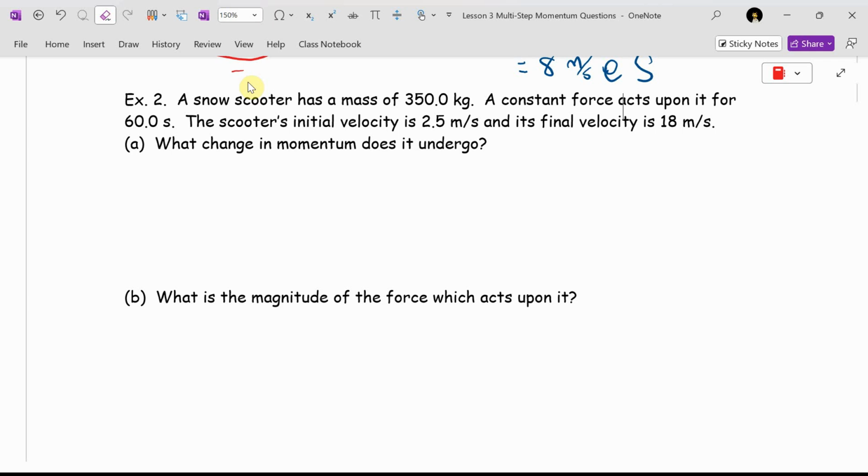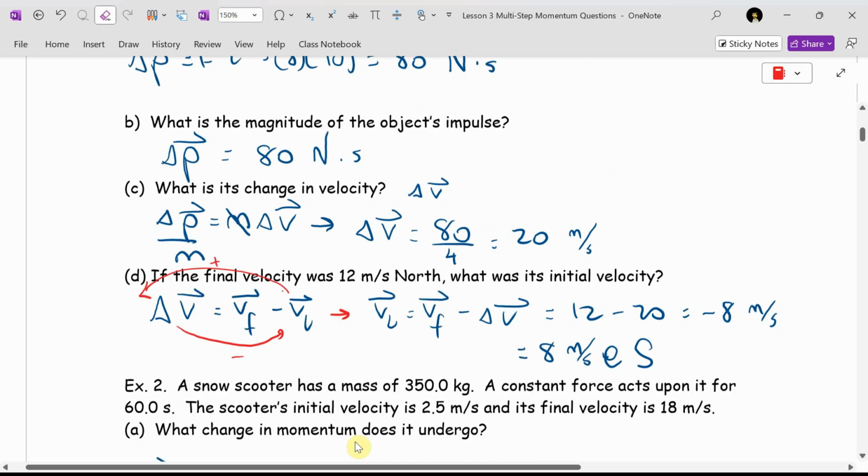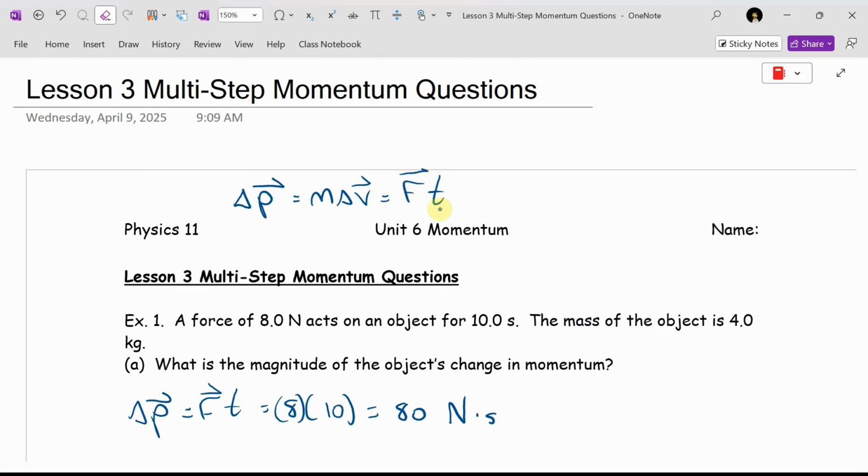Alexia, what's part A asking me to find? Well, I'm going to write delta P, and then I'm going to ask, okay, which version am I going to use? So I see a mass. There is one of them that has an M in it. Ooh, I see a time. Do I see a force in newtons in this question? No, in fact, what's part B asking me to find? Okay, so I don't think I'm going to use this version.